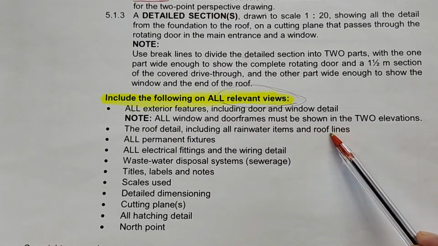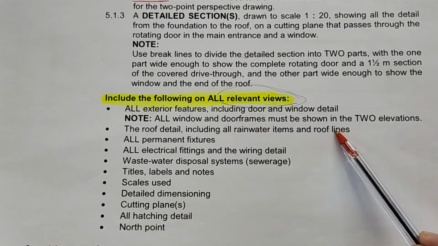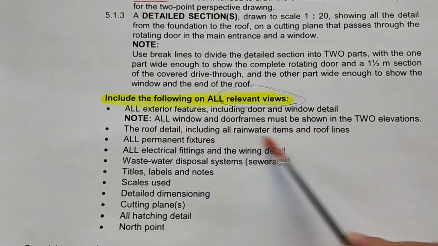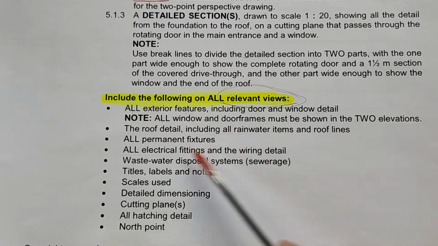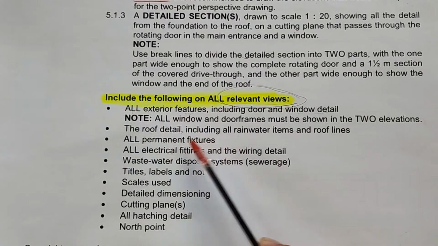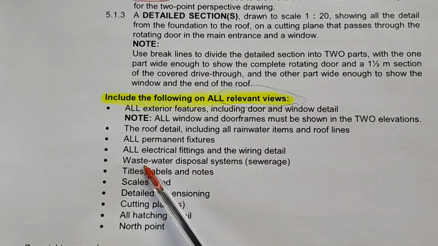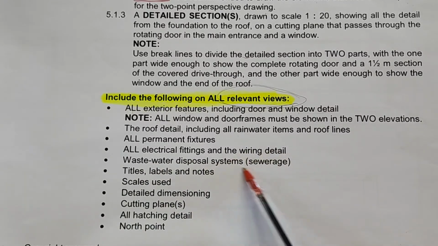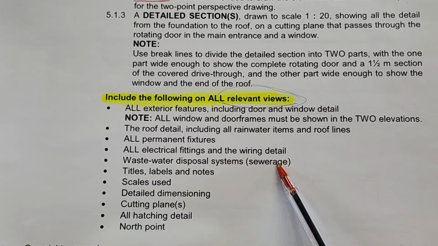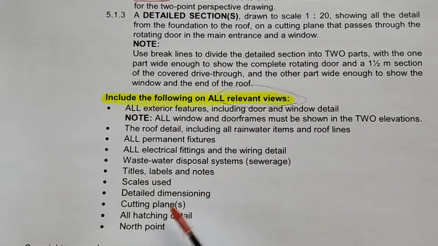If you're unsure how they look, you can just look at the community tab on HowToEGD. There is examples of Dutch gable roofs for you. Have a look at that. All permanent fixtures. Okay, of course, on that might not be electrical fittings and wiring. That's not going to be relevant. Wastewater disposal system, so the sewer, and I'll show you that now on the outer walls. So examples of that. Your titles, labels, and notes that you'll have to do.